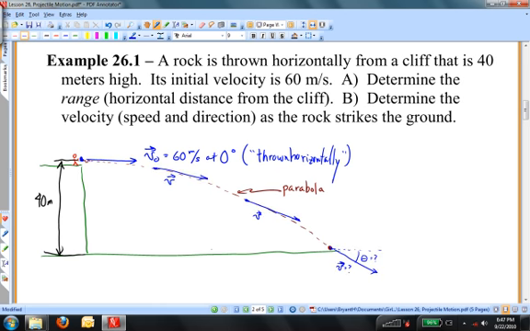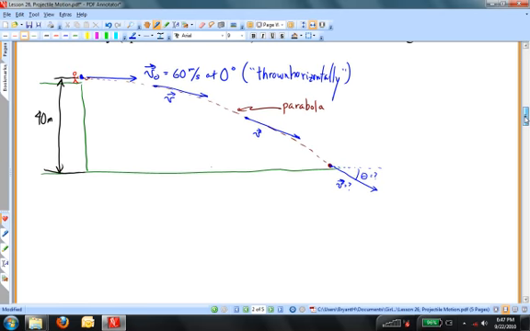And in part B, we want to figure out at the point right before the rock hits the ground, what is the magnitude of the velocity and what angle does it make with respect to the horizontal. Now, how do we do this problem? Well, first of all, look at what we know and break it into horizontal and vertical lists. That's how I like to solve these problems.